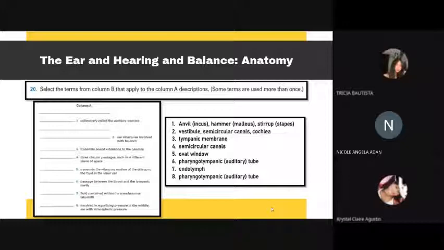And lastly, number 8, involved in equalizing pressure in the middle ear with atmospheric pressure is the pharyngotympanic tube.